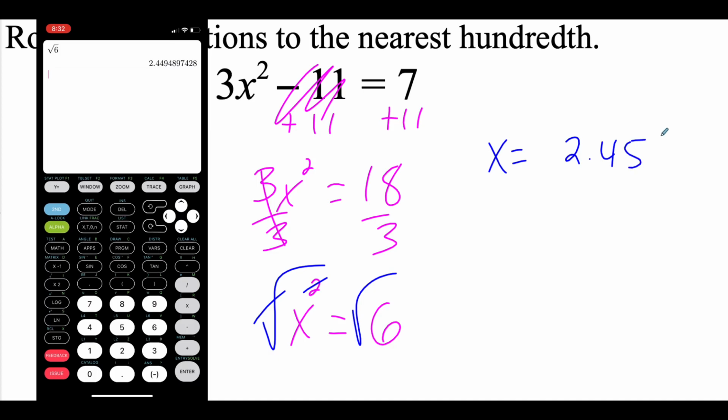2.45. But just like we were doing before, we do want to account for the positive and the negative answers. So our calculator won't put the plus and the minus in there, but when we give our final answers, we need to. So it's plus or minus 2.45 as our final answer on this one.